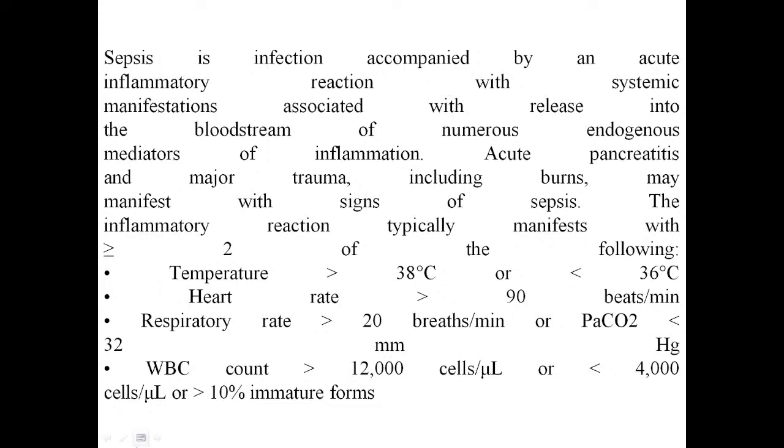Respiratory rates more than 20 per minute, and low pressure of carbon gas. We will see the white blood cells. White blood cells count more than 12,000 cells per milliliters, or maybe less than 4,000 cells per milliliters. It's 4 important signs of sepsis.